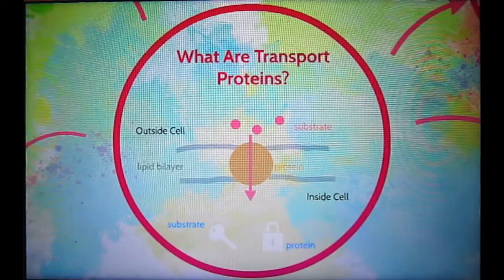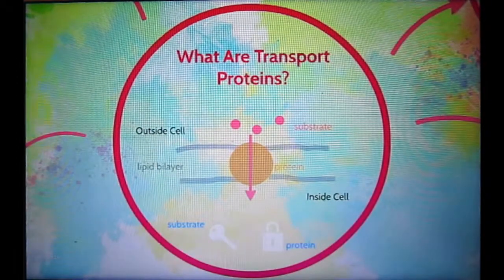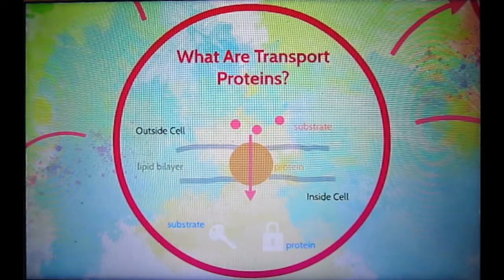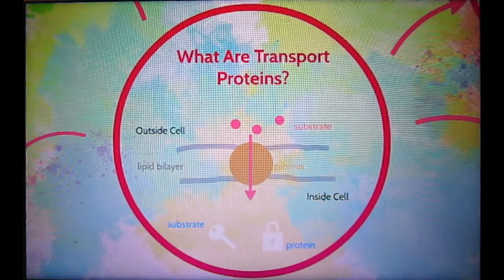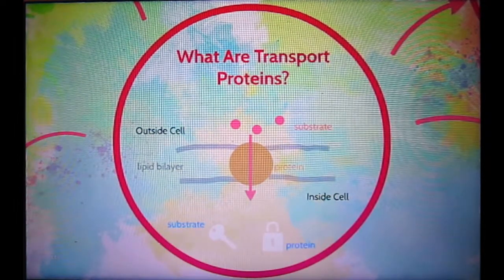So, what are transport proteins? A transport protein is a transmembrane protein that spans the width of the lipid bilayers. The lipid bilayers are represented by the two gray lines, and the protein is the orange circle in the middle. Basically, a transport protein does exactly what the name specifies. It transports something, and that something is usually a substrate. The substrate is represented by the pink dots on top, which is on the outside of the cell, and they're transported inside the cell, against some sort of gradient.